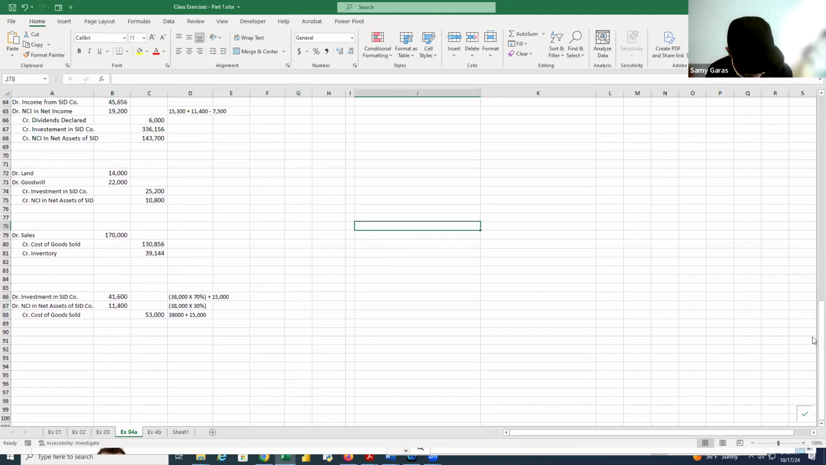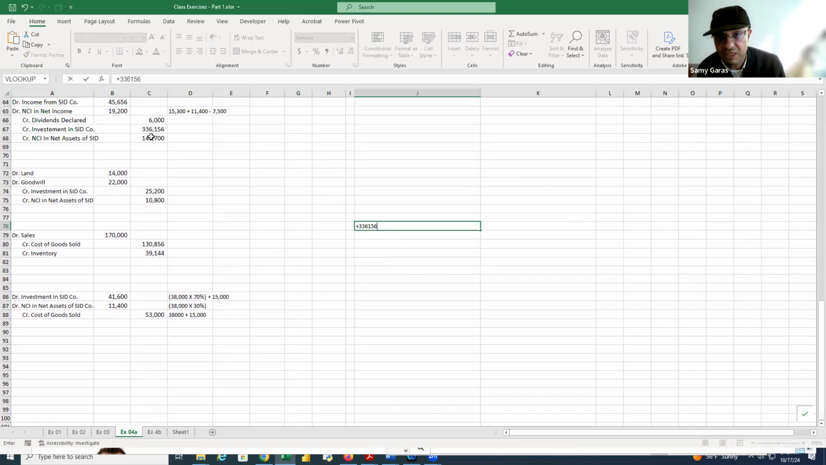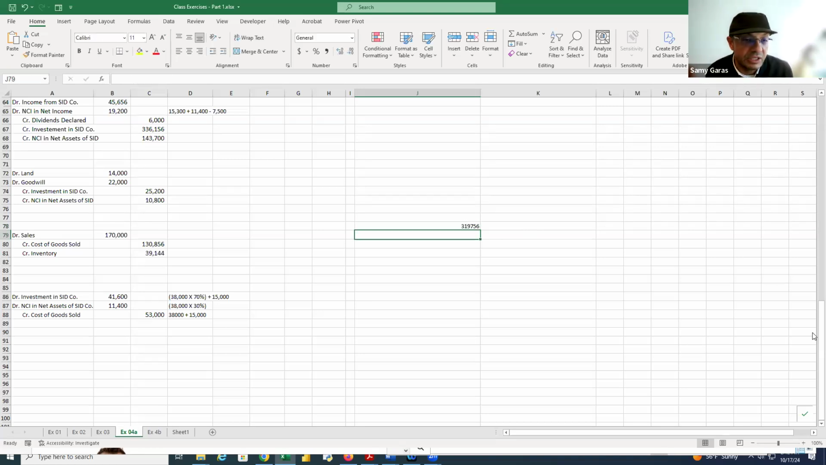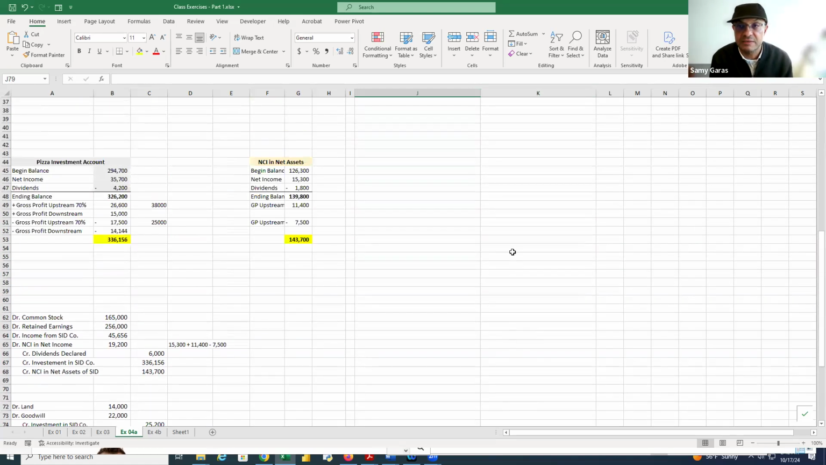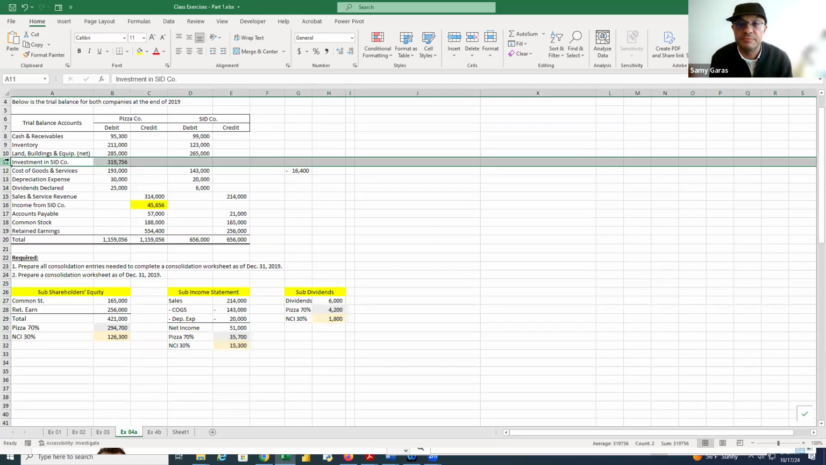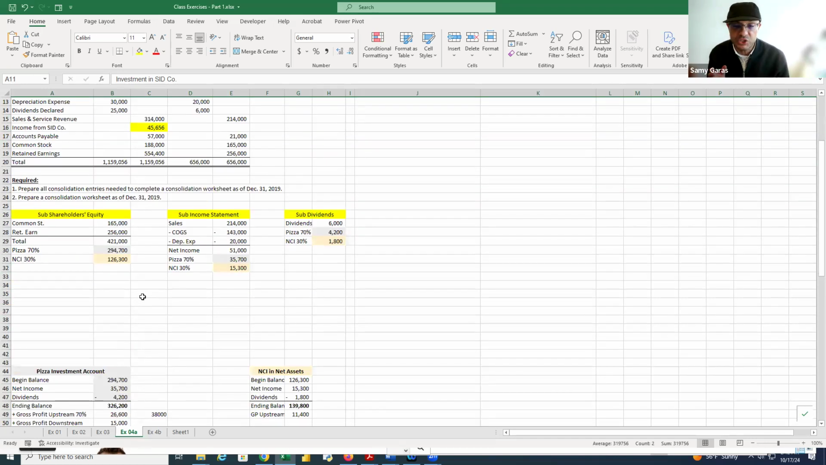So what do we mean by add? I will add 336,156, which is the investment here. It's a credit. And then the investment here, 25,200, which is also credit. So you can see here two investments. Here there is no investment. And here we see the debit investment minus 41,600. We get 319,756, which is here. 319,756.